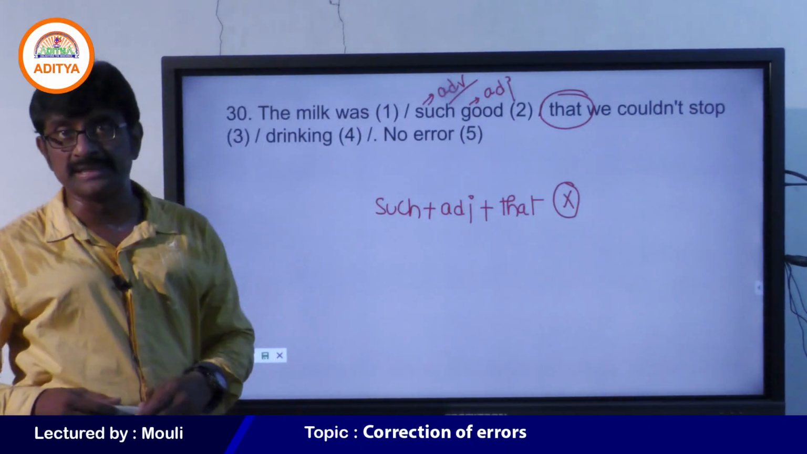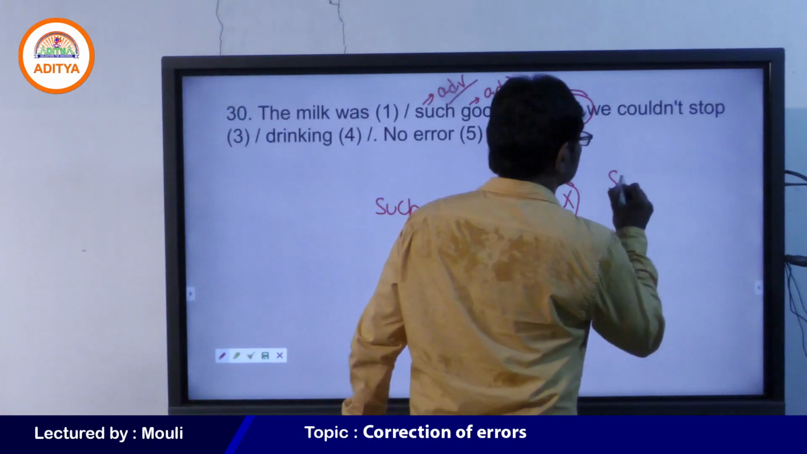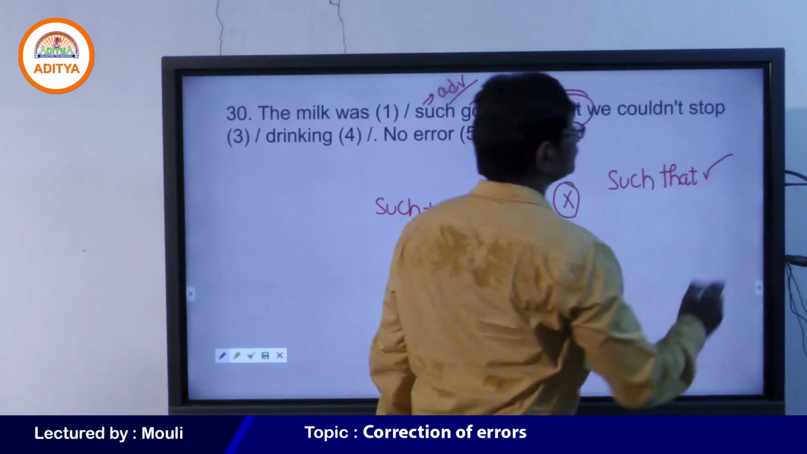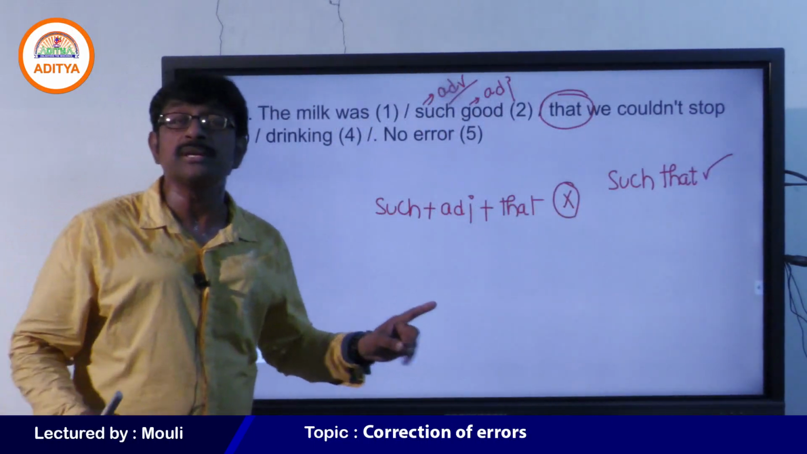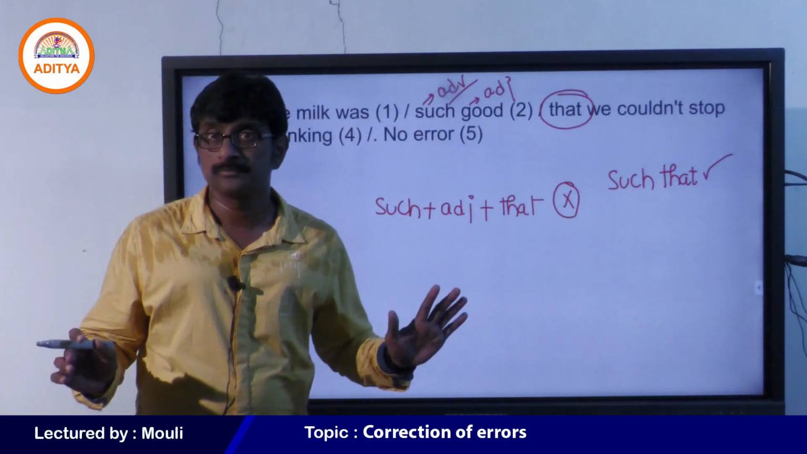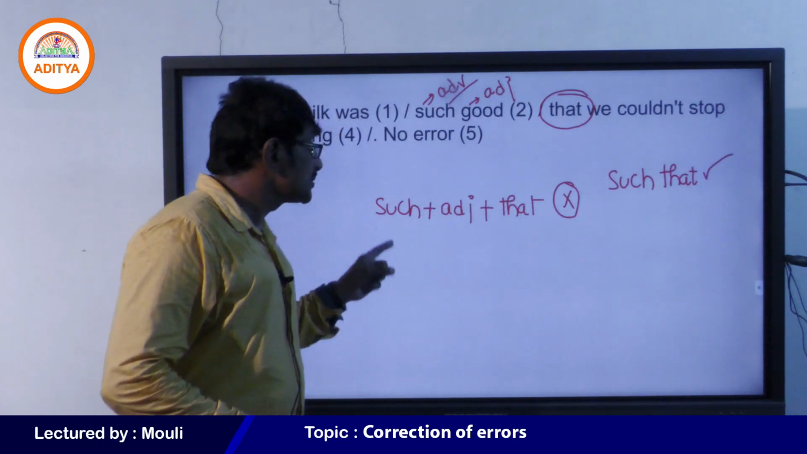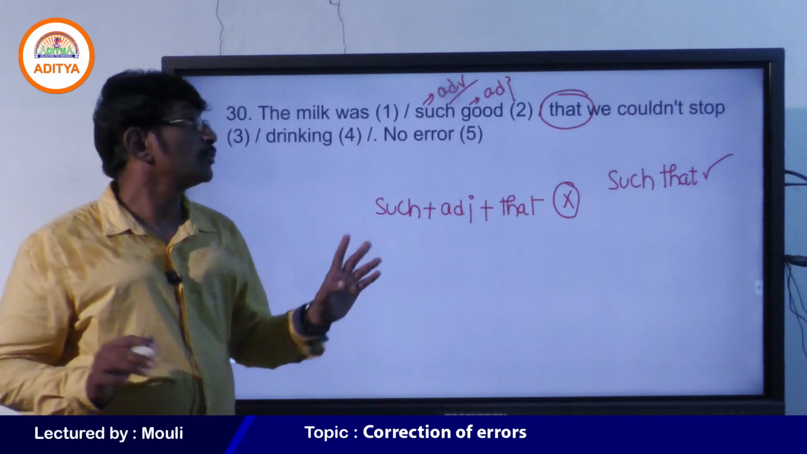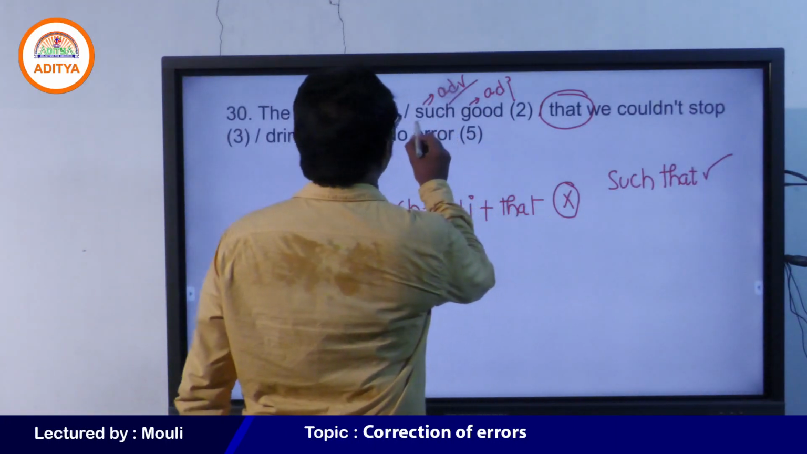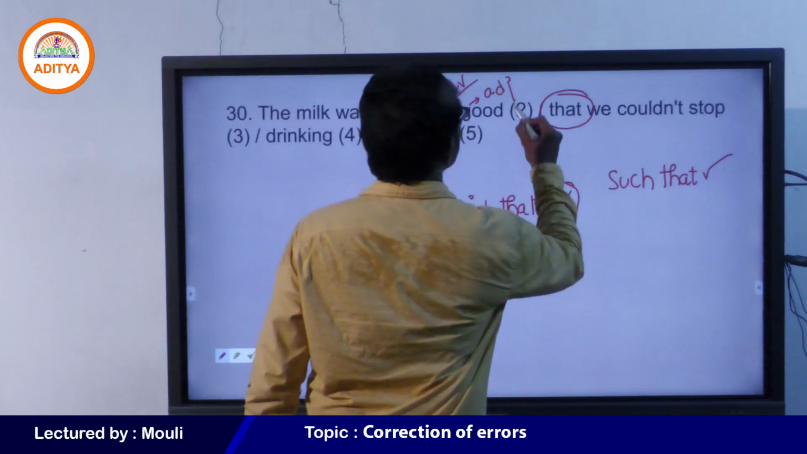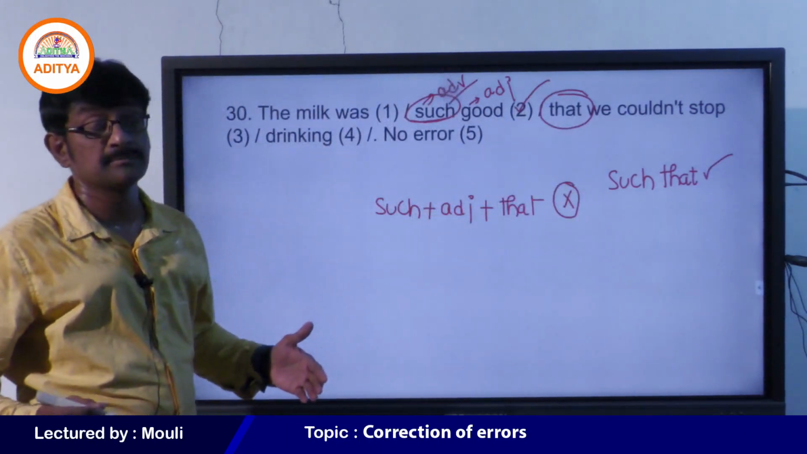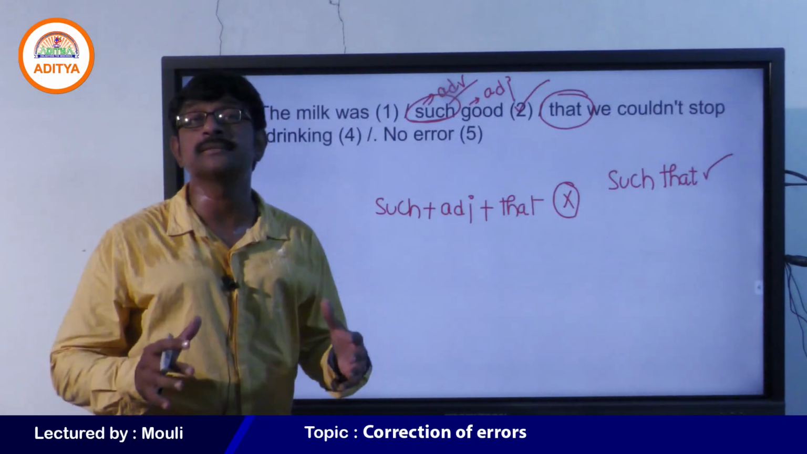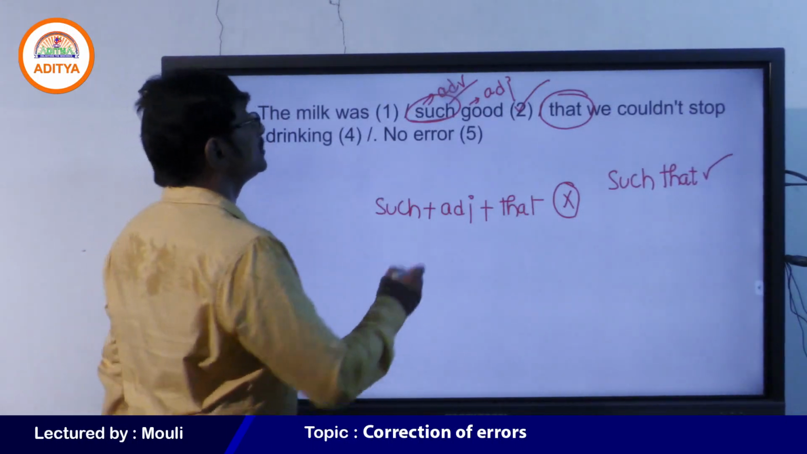We have another combination, that is such that. Such that is again correct. Such that combination is correct. But we cannot use such plus adjective plus that. So this is wrong. So 2 is the answer here. Why? What is the reason? So what is the right answer there? Let us see now. 2 is the answer.